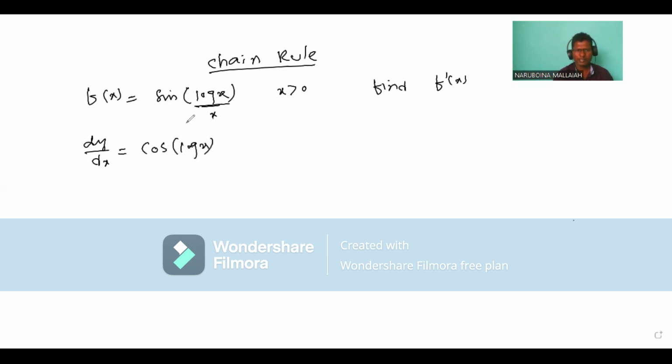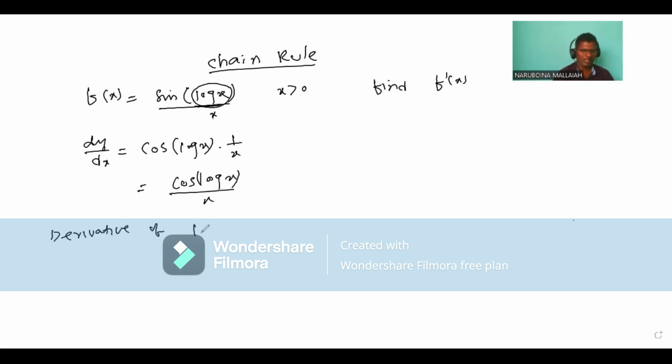Okay. Derivative of sin x is cos x. Now once again, we have to differentiate this log x because this is not really x. So derivative of log x is 1 by x. Just to simplify it, cos into 1 by x, that is cos log x by x.